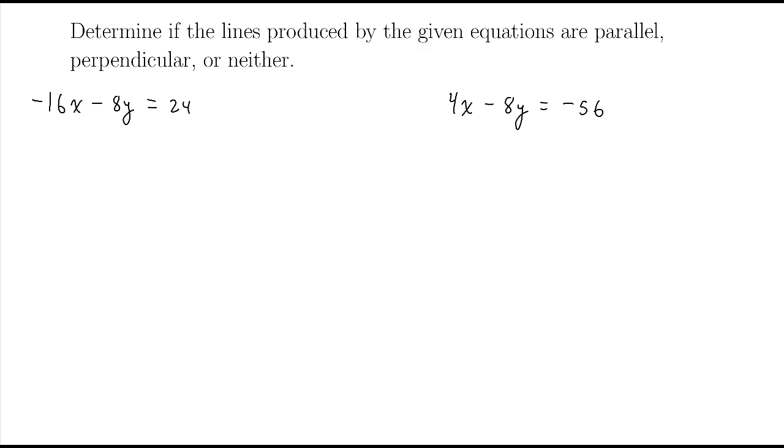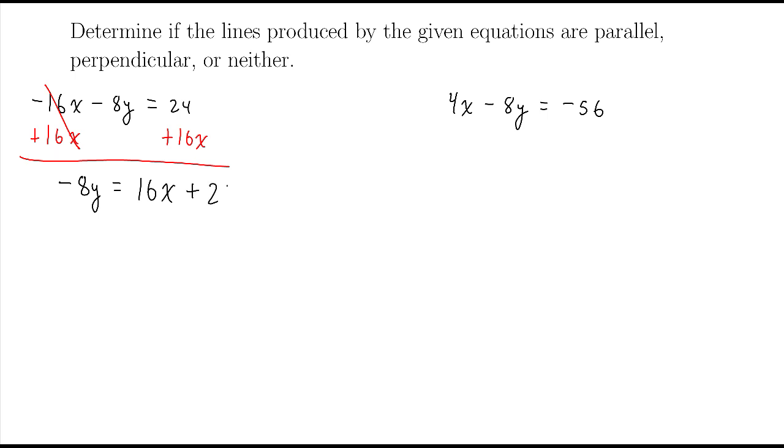Okay, so starting on this one here, if I want y by itself, I need to get rid of this variable term on the left side first. There are two variable terms on the left side, but I don't want to have the x variable term on that side. That needs to be on the other side. So I'm going to add 16x to both sides. Negative 8y equals, these are not like terms, of course, so I'll just put 16x here, and it's a positive 24, so I'll do plus 24.